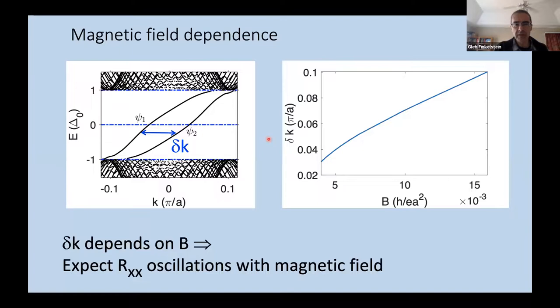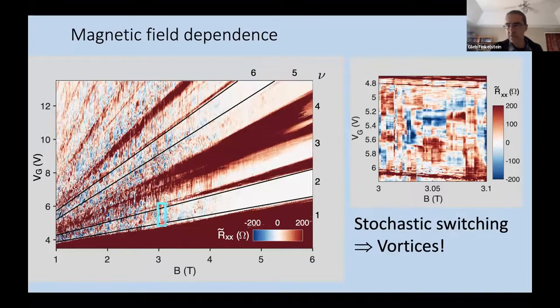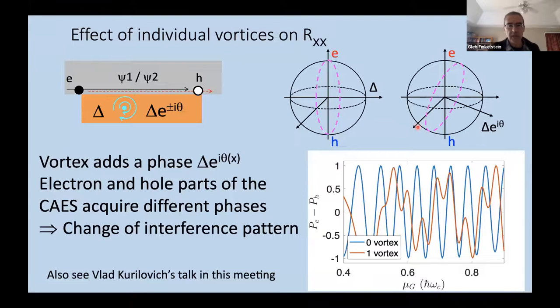Next, we could have expected similar behavior as a function of magnetic field, because this delta K is expected to change when we apply magnetic field. But instead, we are observing this picture with lots of switching, which we attribute to vortices. We see a zoom in into the bigger Landau level fan, focusing on Newcastle's two plateau. We see that the signal can be continuous for a while, but then there will be jumps and the picture looks very different. In terms of the Bloch sphere, we can think of our electron or hole changing the rotation axis around which it precesses as it moves past the vortex, where the phase of the superconductor changes. And in simulation, indeed, you get the original perfect sinusoidal oscillations getting scrambled.